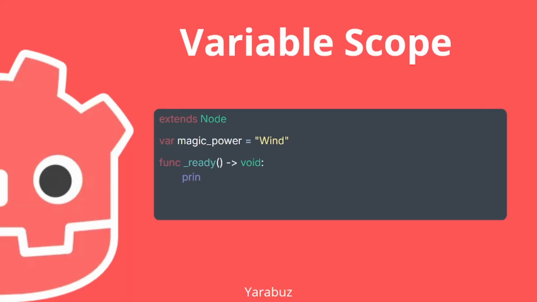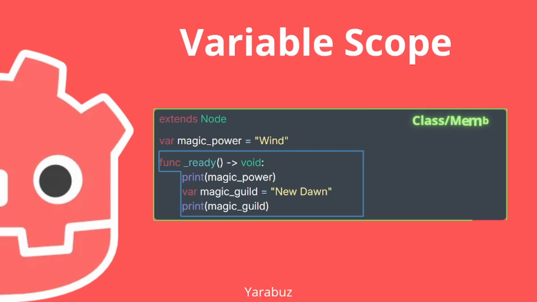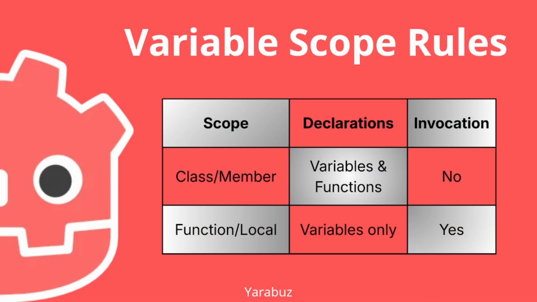We could identify these two options: inside this ready function, called function or local scope, and at the top level, there is a member or class scope. This means that the variable or function that has this level of scope can only be used in the same rectangle drawing here. With this come a couple of rules to remember. First, at the class scope, you can declare variables and functions as much as you need, but you cannot execute functions here. At the function scope, you can declare variables but not functions, and here is the only way you can execute calls on other functions.